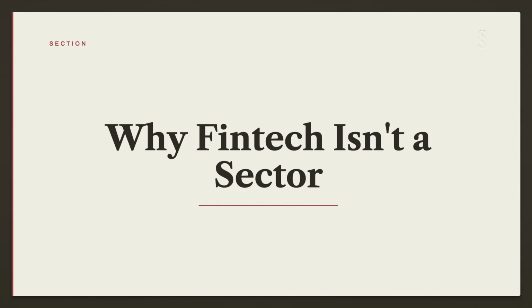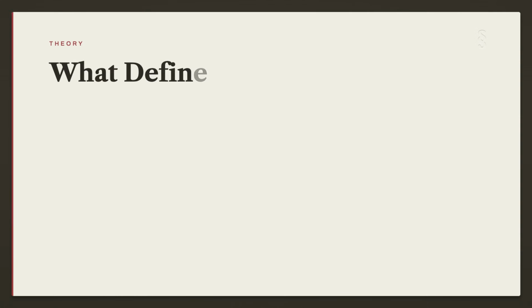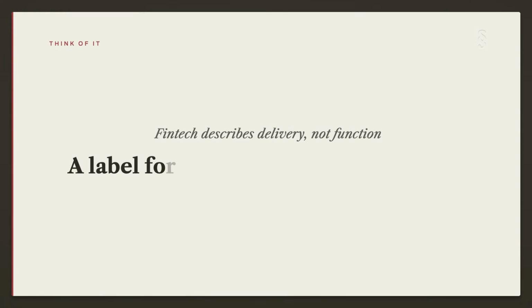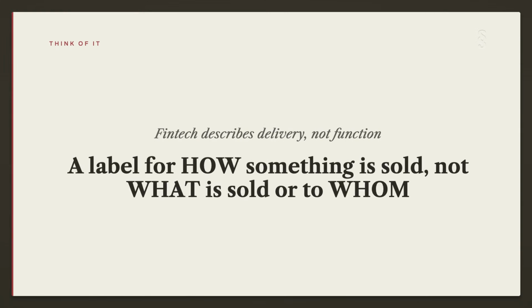The most common mistake students make is treating fintech as a 4th sector alongside commercial banking, investment banking, and wealth management. Let's see exactly why that's a category error. Sectors are defined by what a business does, who it serves, and how it earns money. Commercial banking, investment banking, and wealth management each answer these 3 questions with a genuinely different answer. Fintech is short for financial technology, and it describes a method of delivery, not a function, a customer, or a revenue model.